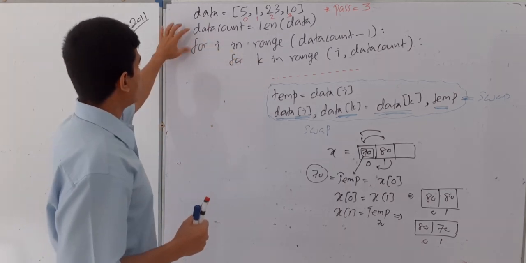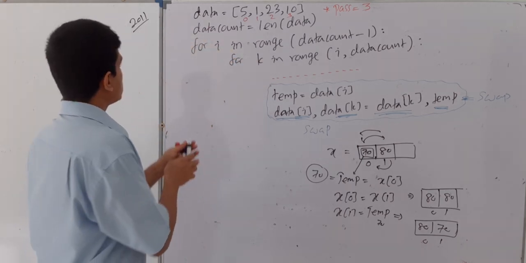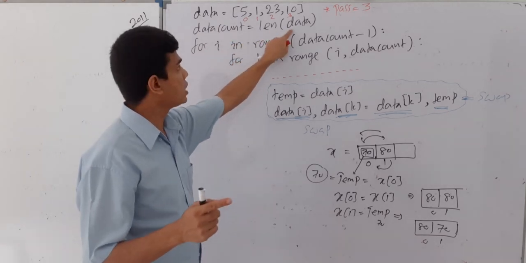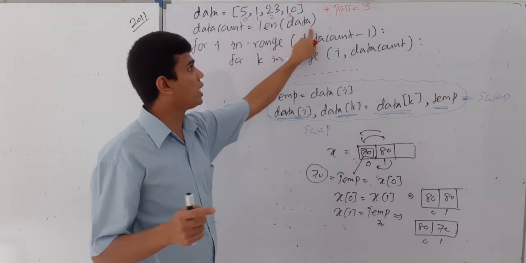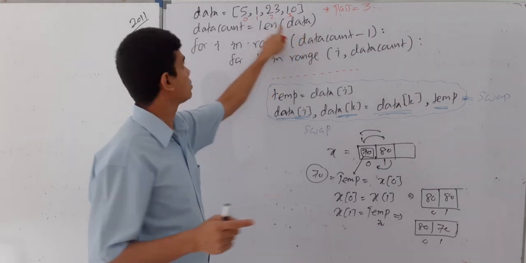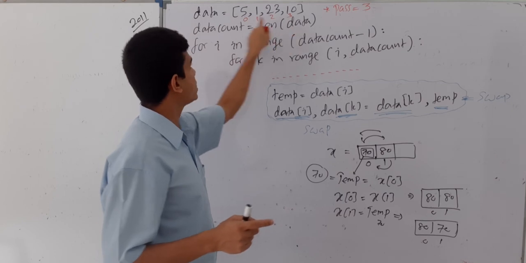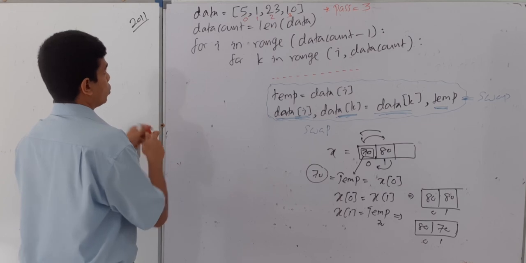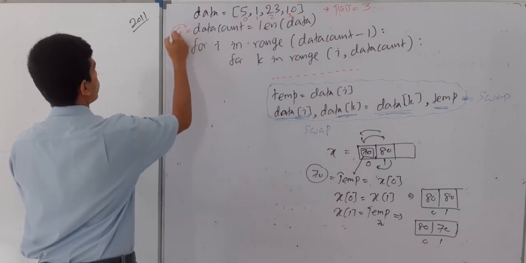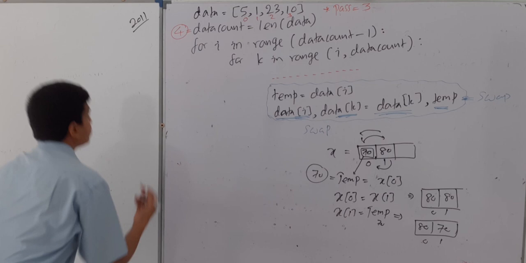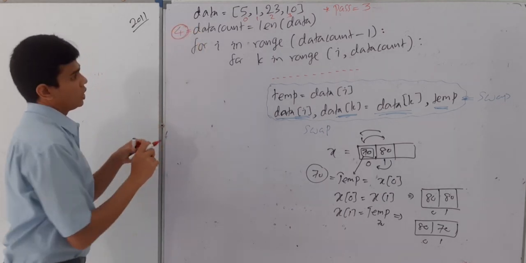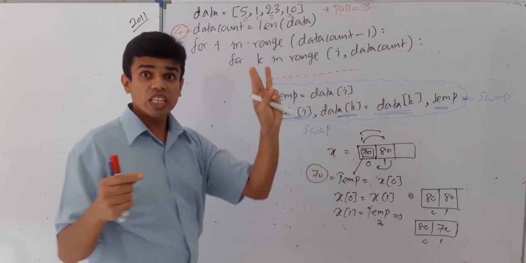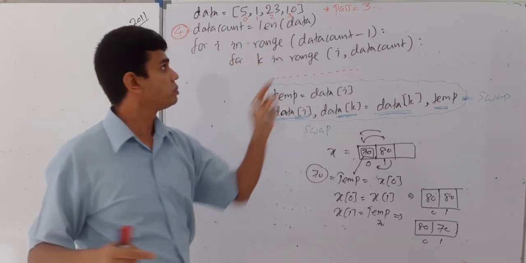Right. Now when you go to the second line, it says data count equals len data. Len means finding the number of items of this list. Our list is data. How many items are there? 1, 2, 3, 4. Therefore, the data count is turning into 4. Data count has the value 4. Right. That's the length. So if it has 4 items, we need to have 3 passes to do the sorting.